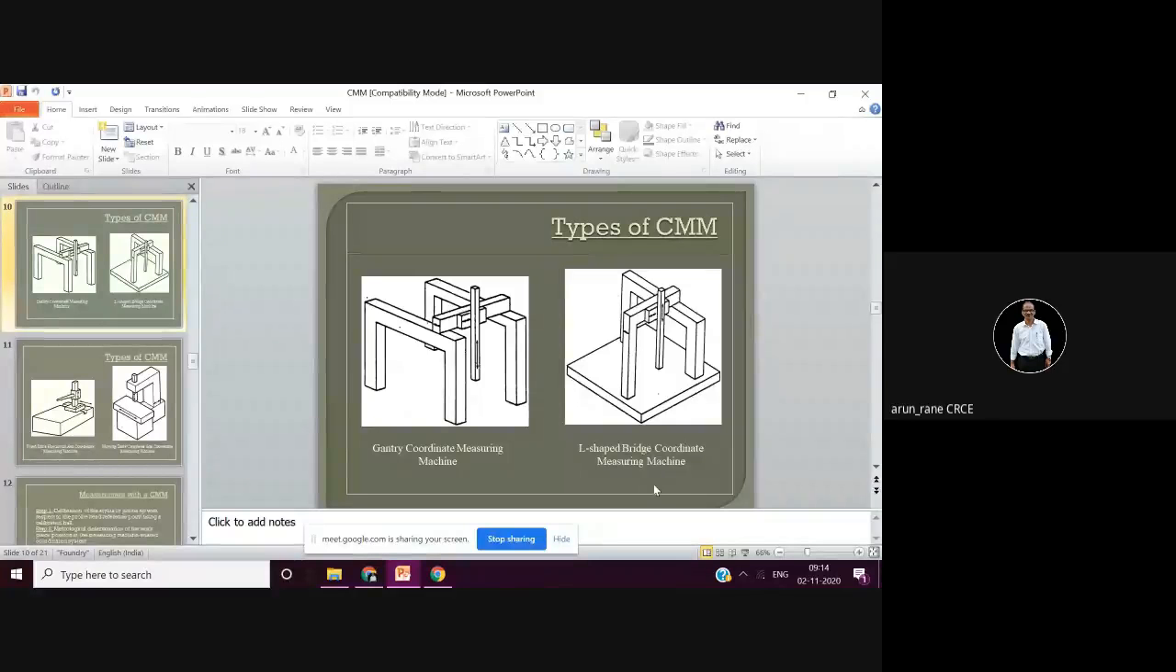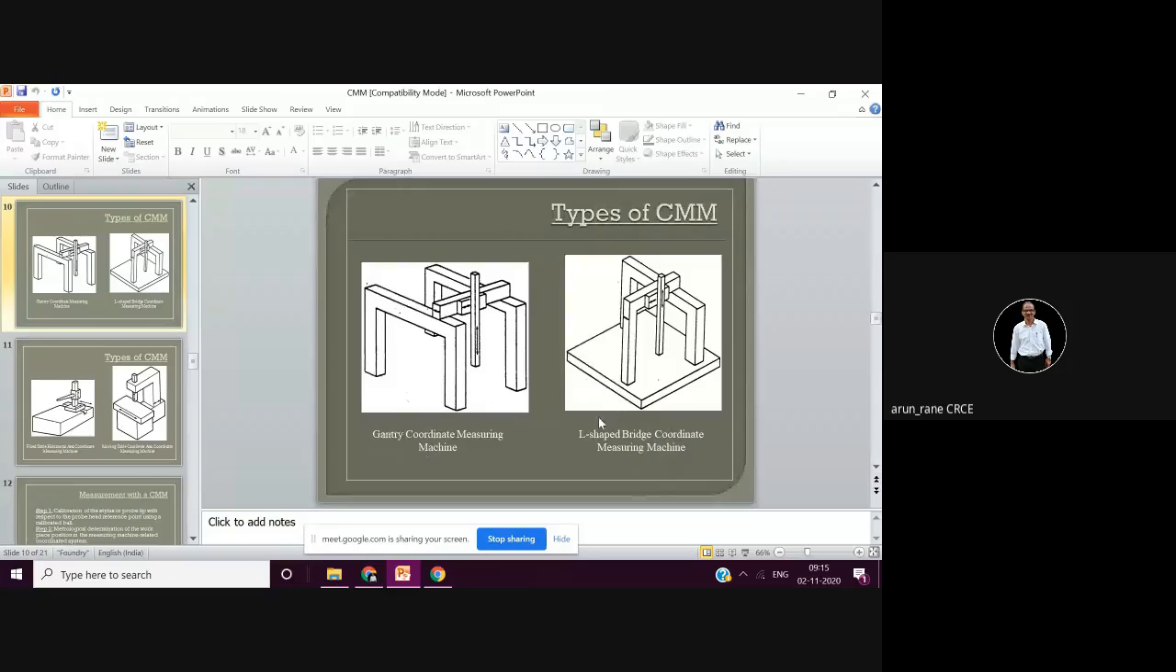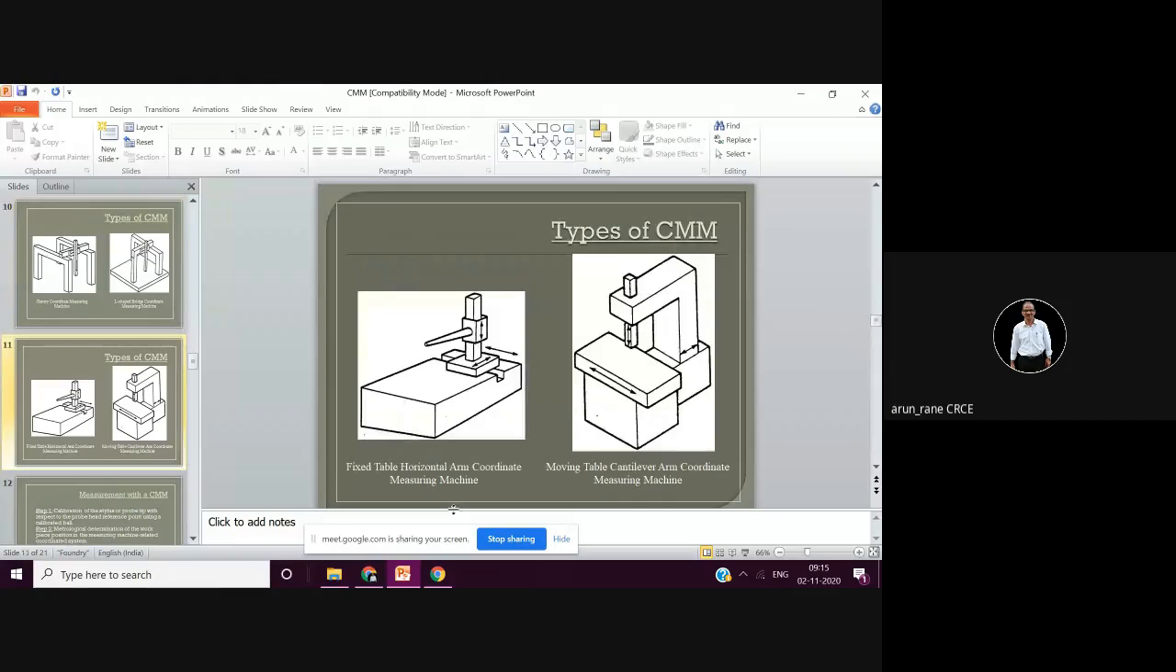Another configuration is L-shaped bridge coordinate measuring machine. Why L-shaped? Because this looks like an L-shape on which your probe is mounted, which moves up and down and moves in this direction. So that is your L-shaped bridge coordinate measuring machine. Out of this, only four are explained, not necessarily all. You can write at the top that these are the various types of CMM, and you can explain three or four or one in detail, that is also sufficient.